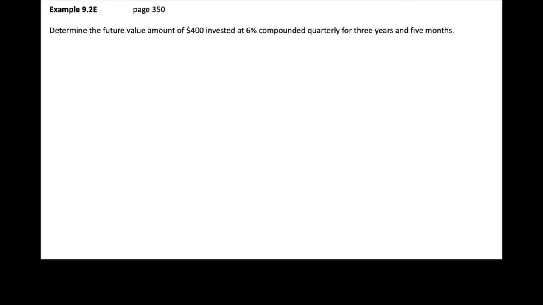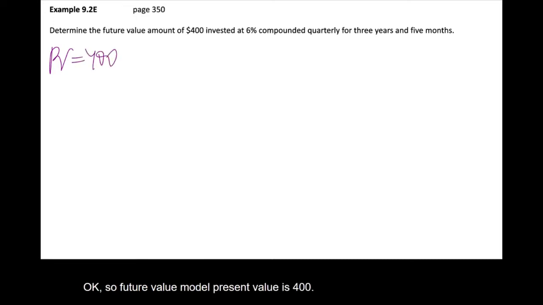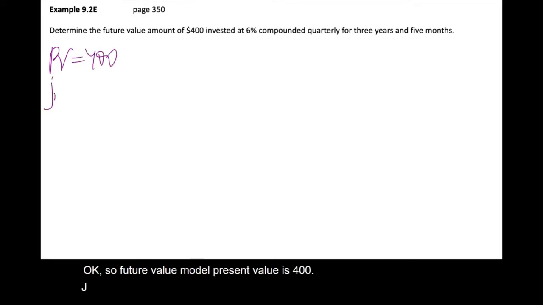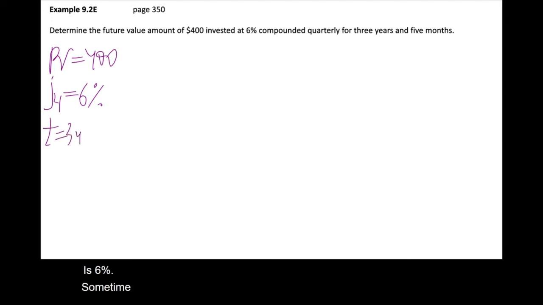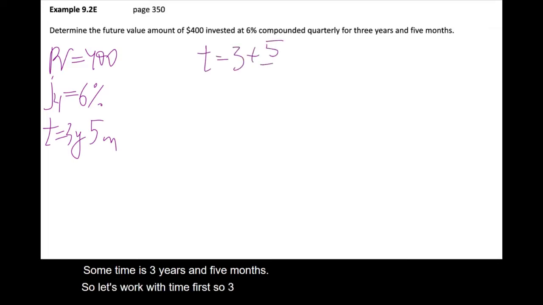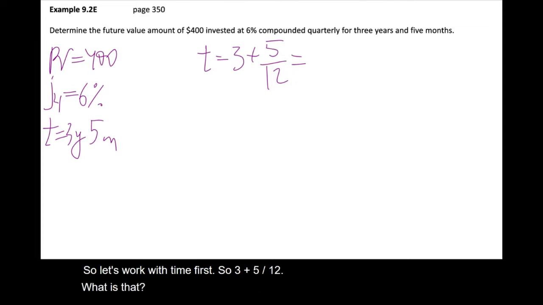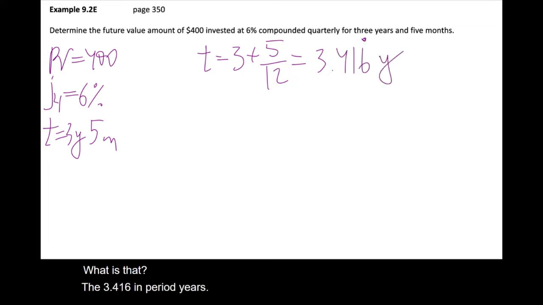Okay, so for the future value, the present value is 400. J4 is 6%. So the time is 3 years and 5 months. So let's work with time first. So 3 plus 5 over 12. What is that? That's 3.416 in period, years.